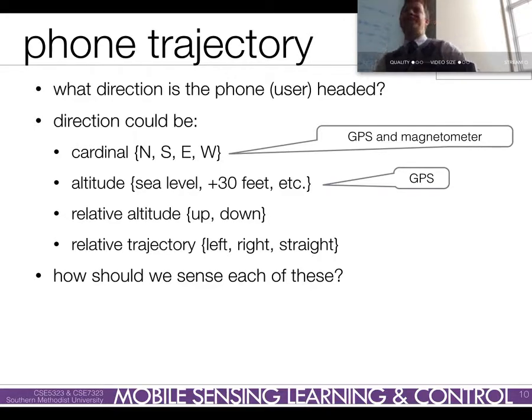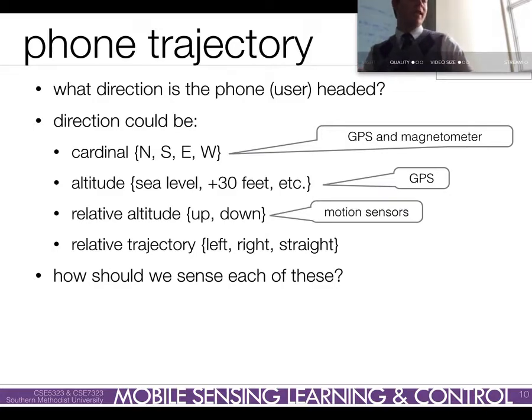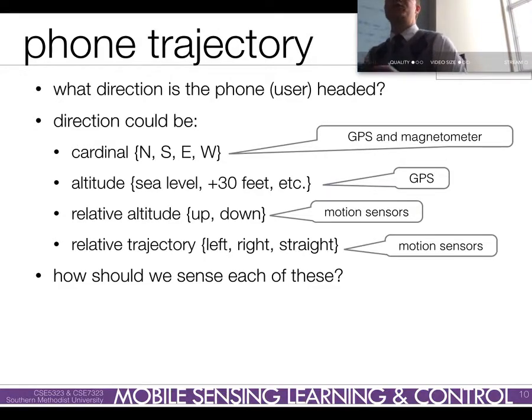What if you want to do relative altitude? If I just want to know if I'm going up or down? Accelerometer is a pretty good option. I like that one. Essentially, the motion sensors, right? Left, right, straight, motion sensors, probably roll, pitch, yaw in combination with the accelerometer would be a good way to do it. Yeah, maybe. You guys don't have to implement that one, but we are going to implement up and down accelerations, right? Okay.